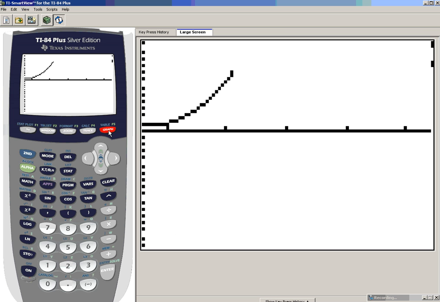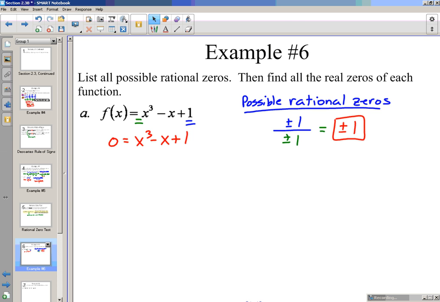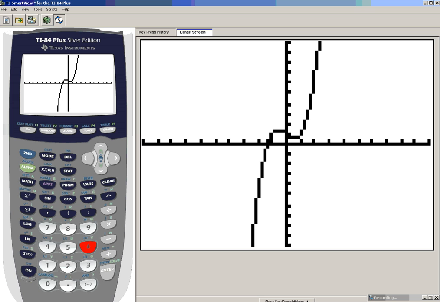Let's look at the graph. Change my viewing window back to our standard window by hitting zoom 6. Okay, we can see in this function, cubic, we know it falls left and rises right when it's positive. We also can see that there is only one x-intercept here. We know by looking at our function that there is a total of 3 solutions. Of those 3 solutions, only one of them is real, because when we look at our calculator, we only see one x-intercept, which means the other 2 zeros are going to be imaginary. We're only focused on real zeros right now.